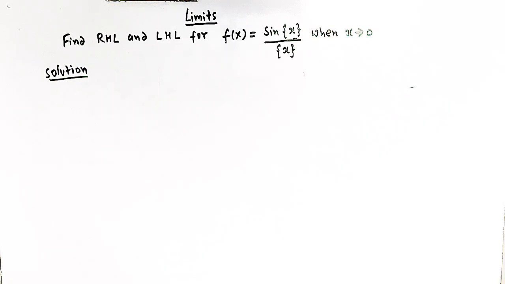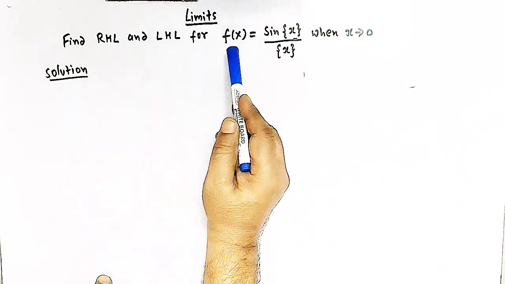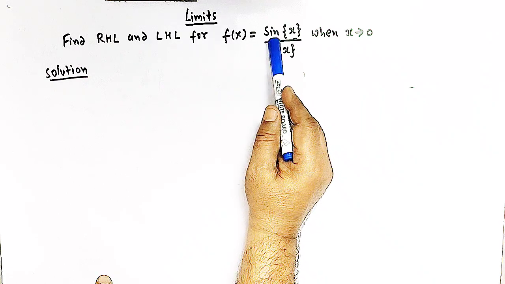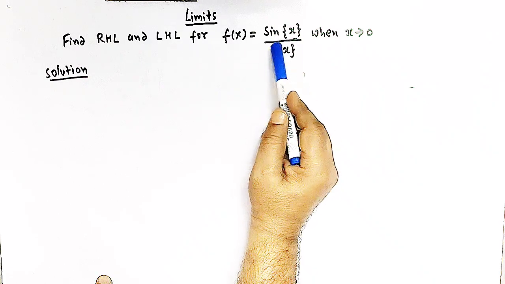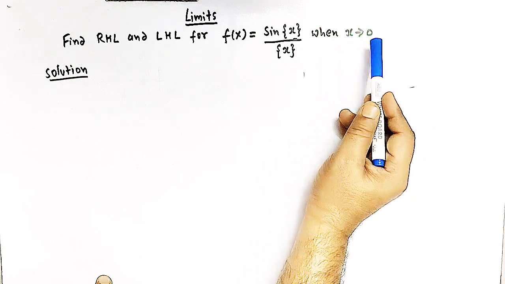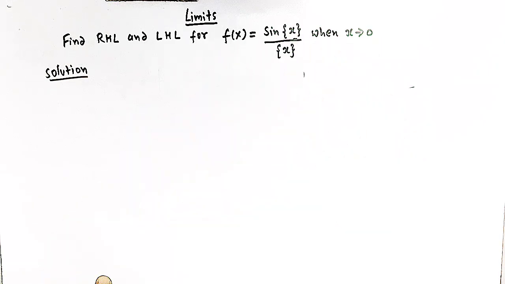Hello viewers, in today's session we are going to discuss a very important and conceptual problem from limits. Here we are going to find out the right hand limit and the left hand limit for the function f(x) = sin({x})/{x} when x tends to 0. Here the curly brackets represent the fractional part function.